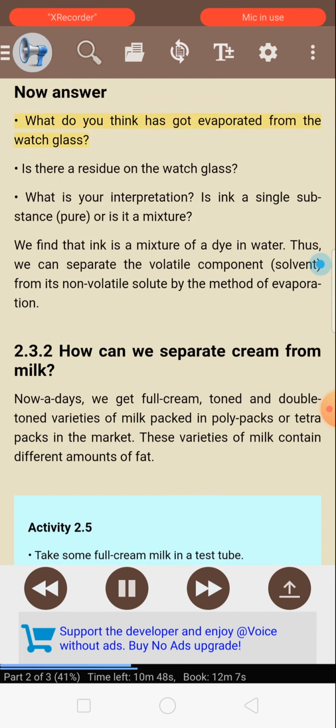Now answer. What do you think has got evaporated from the watch glass? Is there a residue on the watch glass? What is your interpretation? Is ink a single pure substance or is it a mixture? We find that ink is a mixture of the dye and water. Thus we can separate the volatile component, solvent, from its non-volatile solute by the method of evaporation. 2.3.2 How can we separate cream from milk?